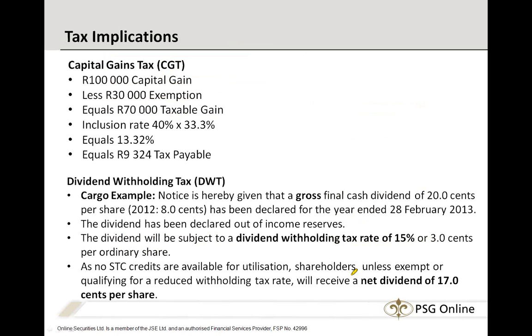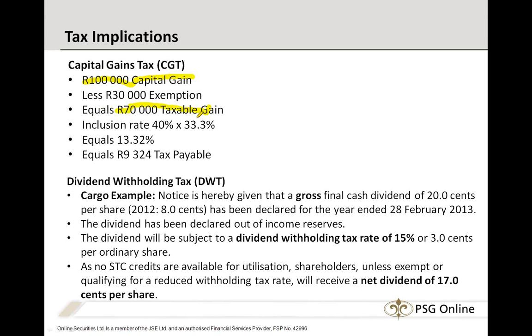Okay. Just want to show you quickly some of the tax implications. We talk about capital gains. Let's say, for example, after 3 years you decide to sell the share, and let's say you made 100,000 Rand capital gain. There's a thing called exemption. Okay, the first 30,000 Rand of profit is exempted from tax. So in this situation now, we have a 70,000 Rand taxable gain.